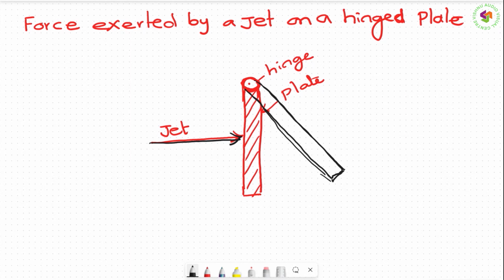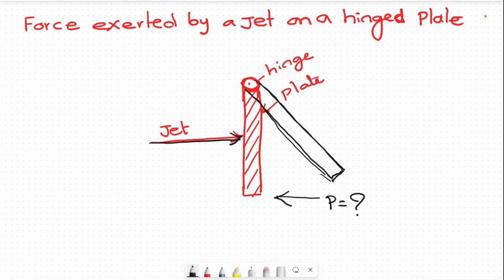The questions that arise in such type of problems are, number one, in order to keep this plate vertical, what force is to be applied here? This is the first question. If a jet of certain diameter or area is striking the plate at its center, thereby the plate swings, then in order to avoid that swing, what force should be applied opposite to it? That is the first question.